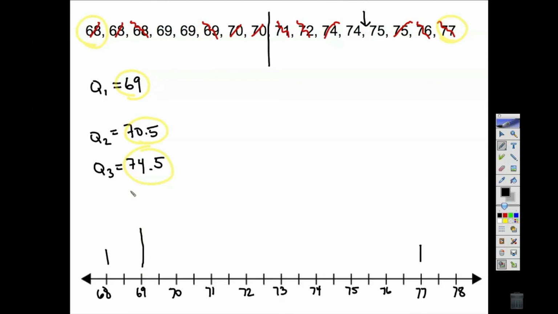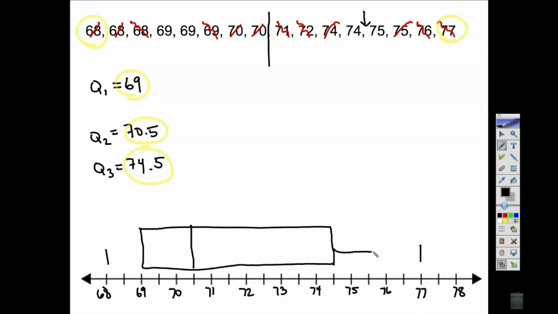69 is where the box begins. At 70.5, or Q2, this is the middle representation of the box, and then 74.5, which is over here, is the ending part of our box plot. Here is the box plot. Here are the other 2 whiskers.